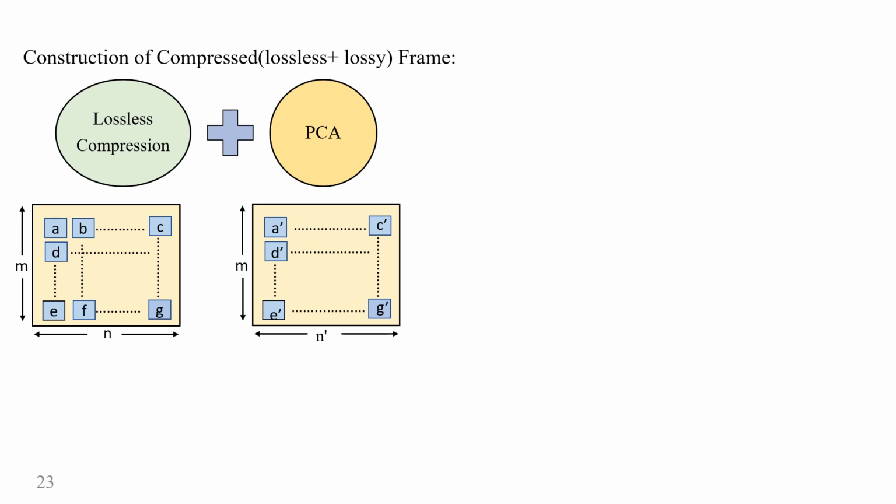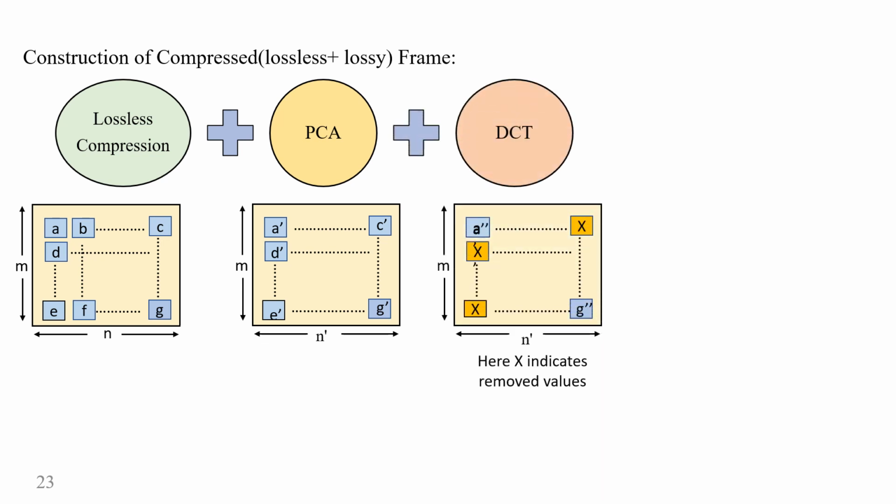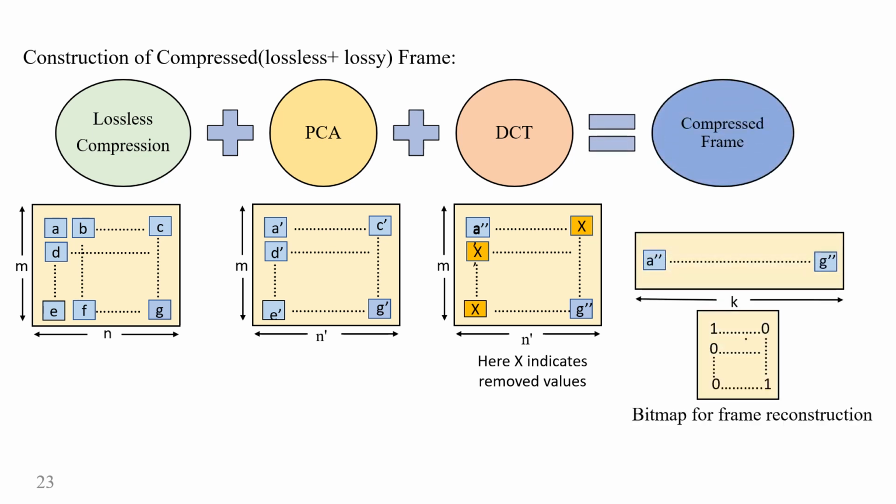So the number of signals are reduced from n to n dash, which is followed by DCT lossy compression. We set a threshold for DCT, and all the fields which have values less than that threshold are removed. Here in the diagram, X indicates the values which have been removed. So finally, after this, we get the compressed frame. And for every compressed frame, we maintain a bitmap.